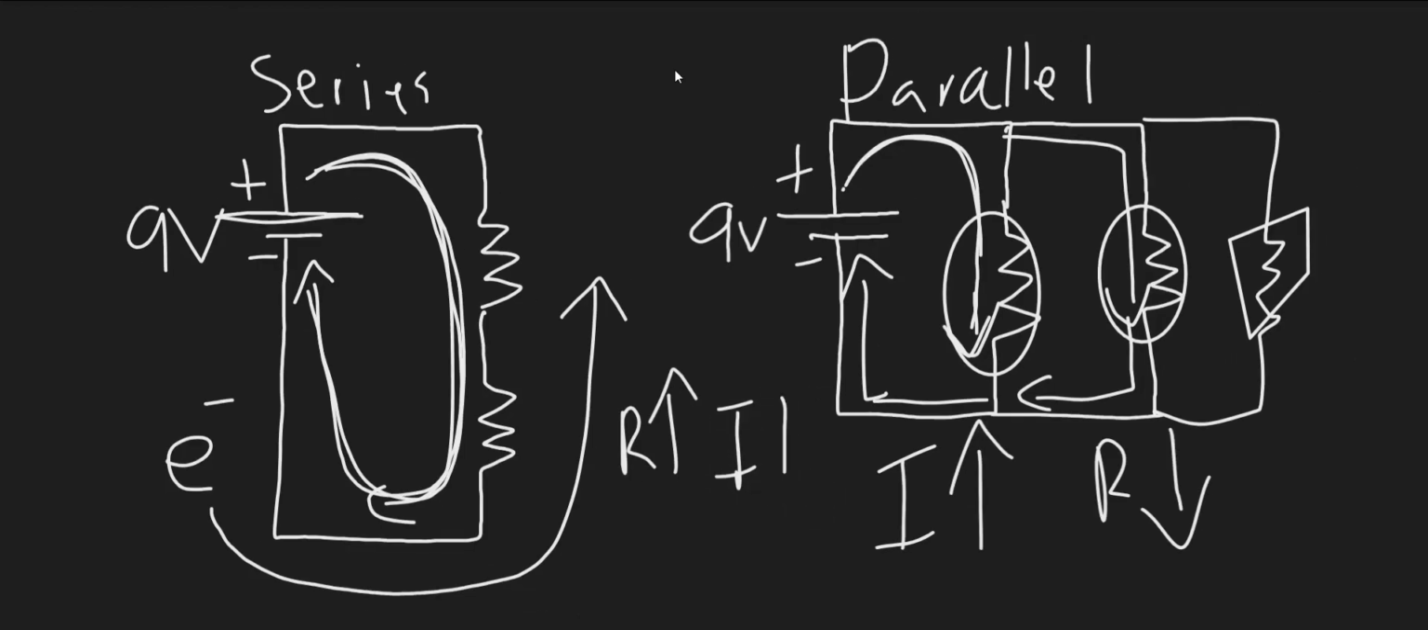For a series circuit, as you add more resistance, current will go down, so it's inversely proportional. So now let's go over some formulas associated with series and parallel circuits.